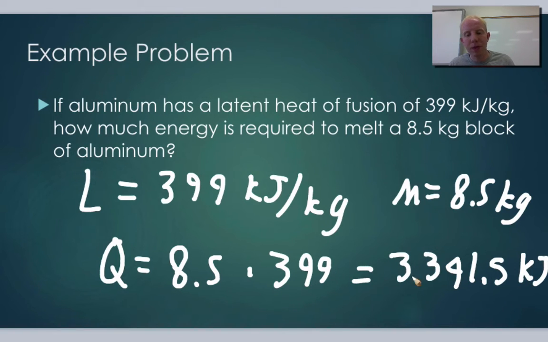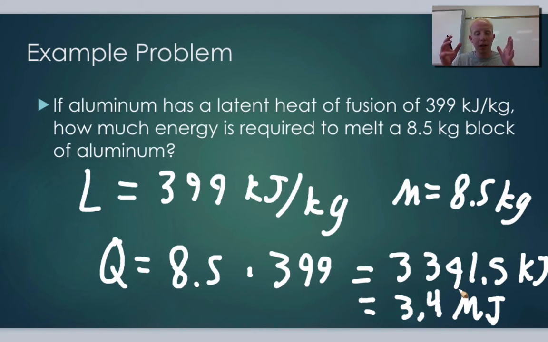Now we've got an extra 4 digits here, so we could simplify if you want. We could simplify this down to about 3.4 megajoules if we'd like. But there we go. So that's how much energy we need to get this solid block of aluminum to melt if we have 8.5 kilograms of it. So once we put in 3.4 megajoules, that whole block of aluminum will melt into a liquid.